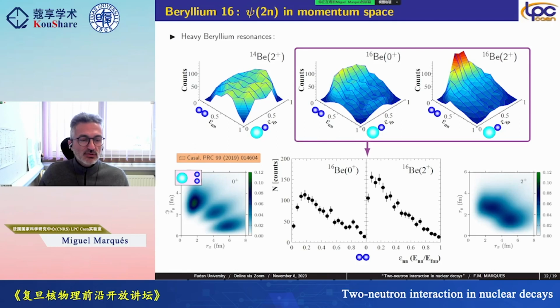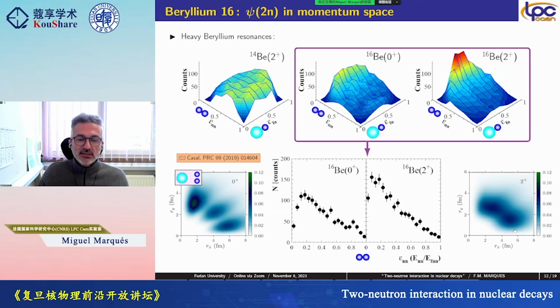So this is the wave function. Here you have the neutron-neutron distance and the distance of the neutron pair to the core. So this lobe here corresponds to a compact dineutron configuration. In the 2+, you see a different pattern. So this lobe disappears and you have a very diffuse configuration.